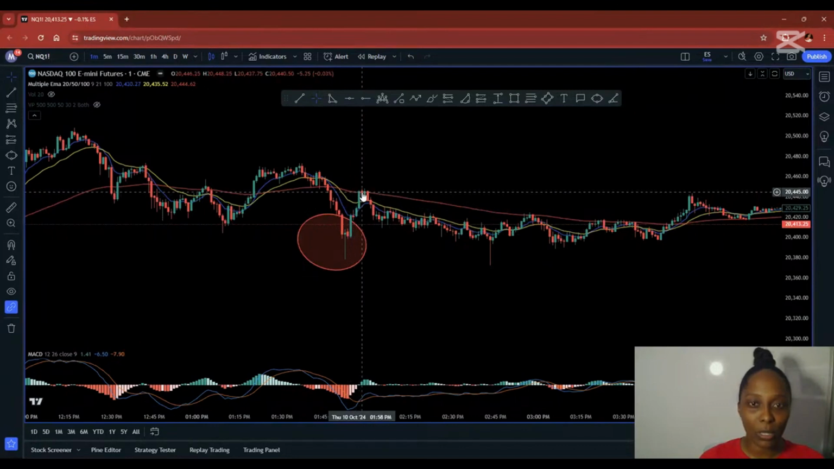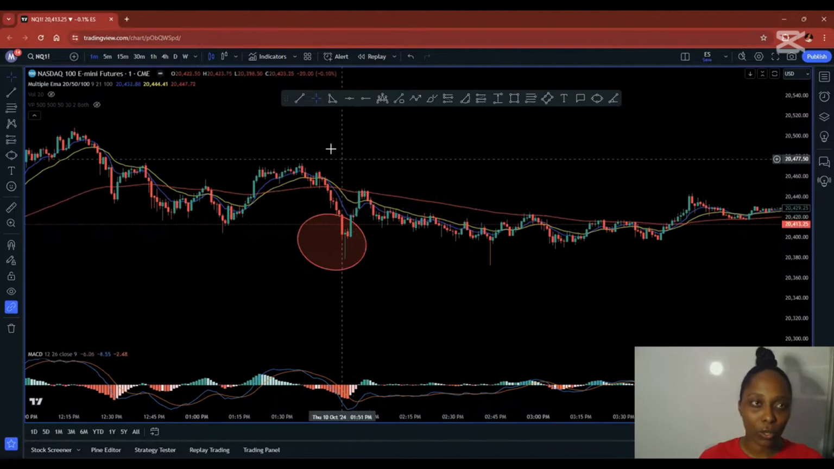The reason why I got out is because I seen this red candle. The next green candle could not push higher than that red candle. So we kind of had these railroad candles. So I exited the trade because I knew buyers may fail to push it higher. And what did we do? We came back and we sold off.